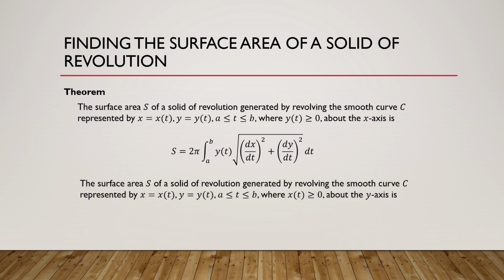The surface area S of a solid of revolution generated by revolving the smooth curve C, represented by x equals x of t and y equals y of t, for t between a and b, where x of t is greater than or equal to 0, about the y-axis is S equals 2 pi times the integral from a to b of x of t times the square root of (dx/dt) squared plus (dy/dt) squared dt.